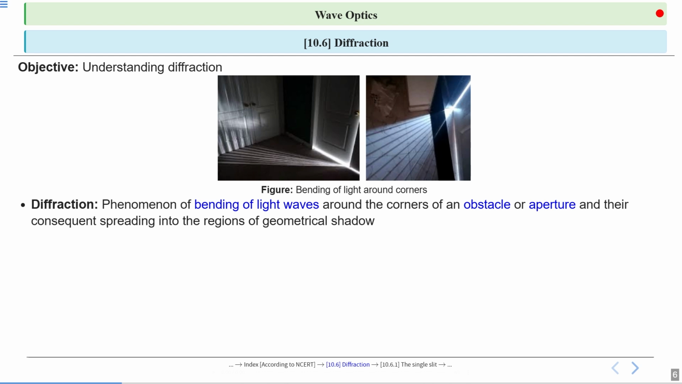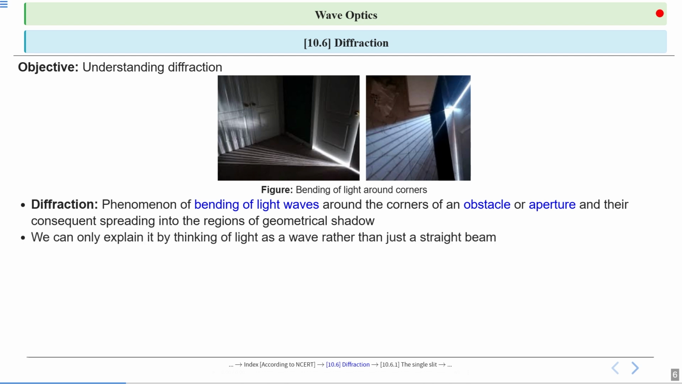When we illuminate any obstacle or object, there should be a shadow cast by the light due to that obstacle. But due to the bending of light around the corners of the obstacle, light penetrates into the geometrical shadow of that object. That is the phenomenon of diffraction. So light spreads into the areas that would otherwise be in shadow. This bending and spreading are the key characteristics of wave behavior.